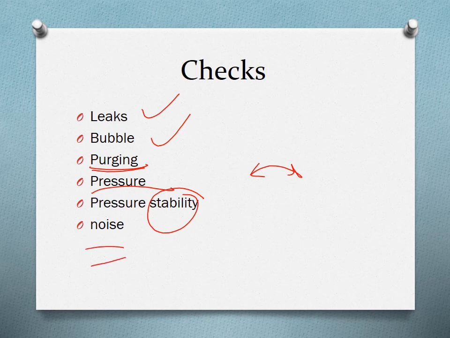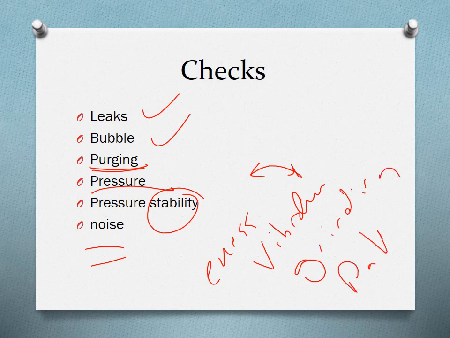Noise, what kind of noise are we checking? We're checking for vibration, excess vibration. Also grinding or rattle. If it rattles, it means something is loose inside, it has some dirt or broken parts.